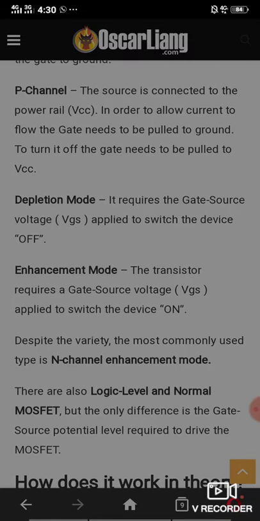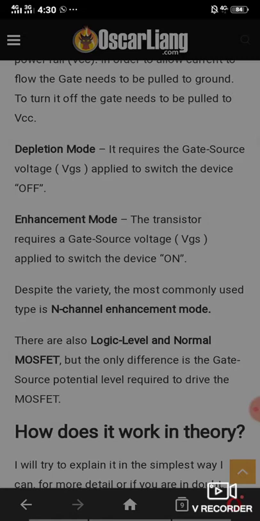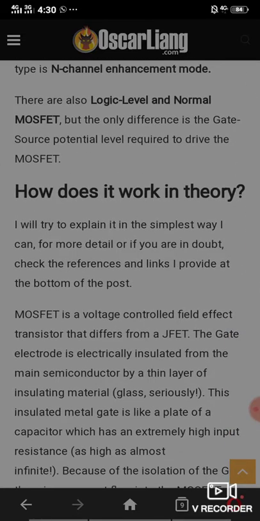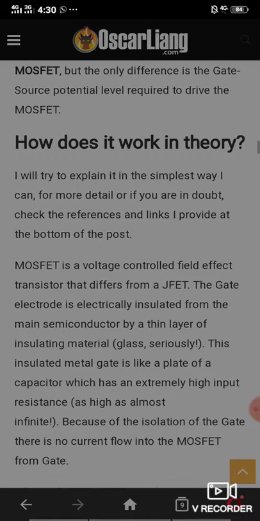There are also logic level and normal MOSFETs, but the only difference is the gate-source potential level required to drive the MOSFET. How does it work in theory? I will try to explain it in the simplest way I can. For more details, or if you are in doubt, check the reference links provided at the bottom of the post. A MOSFET is a voltage controlled field effect transistor that differs from a JFET.